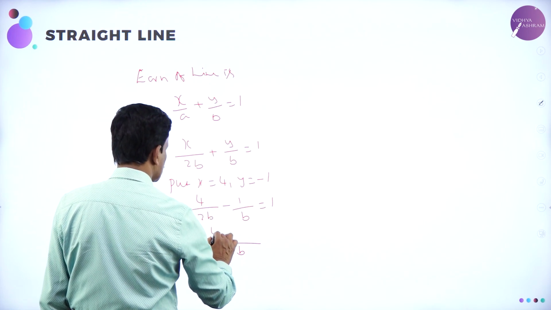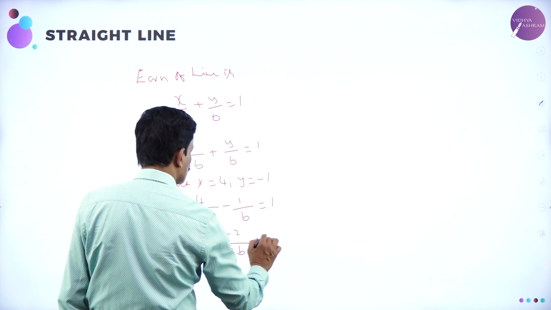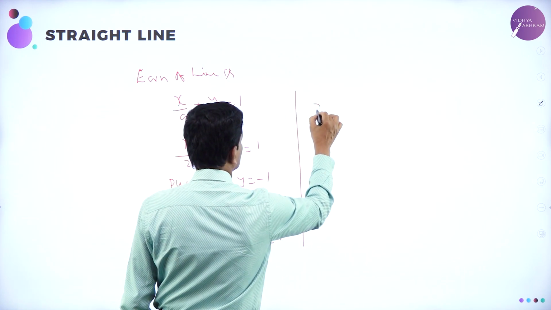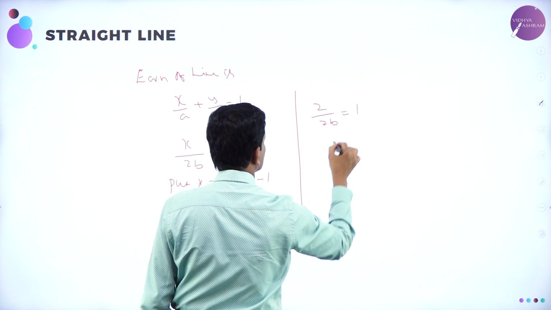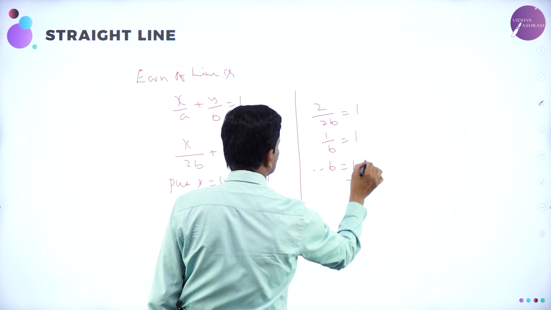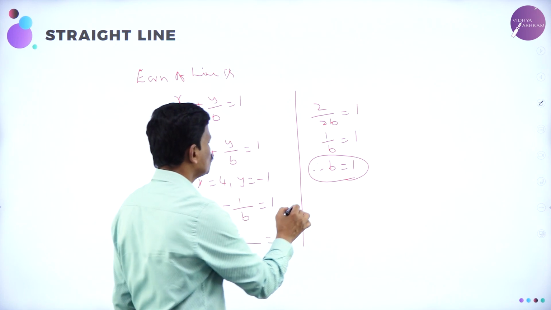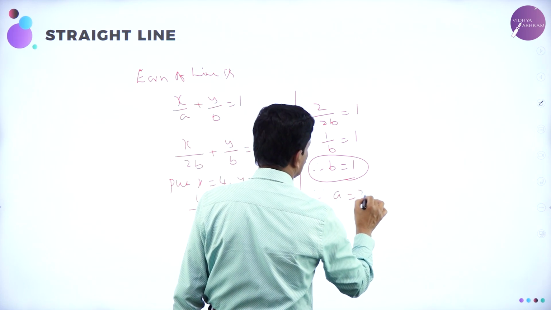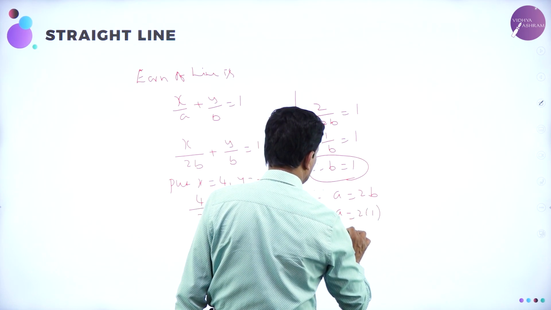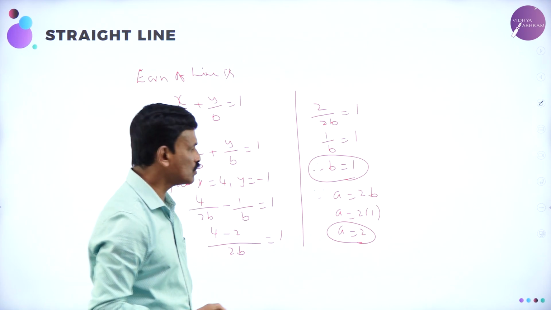2b gets cancelled. This is 4 minus, and b gets cancelled. What is left is 2 into 1 is 2. 4 minus 2 is 2, so 2 by 2b is equal to 1. 1 by b is equal to 1. Therefore, b is equal to 1. The value of b is 1. Since a is equal to 2 times b, therefore a is equal to 2 into 1. a is equal to 2. So, here a is equal to 2 and b is equal to 1.